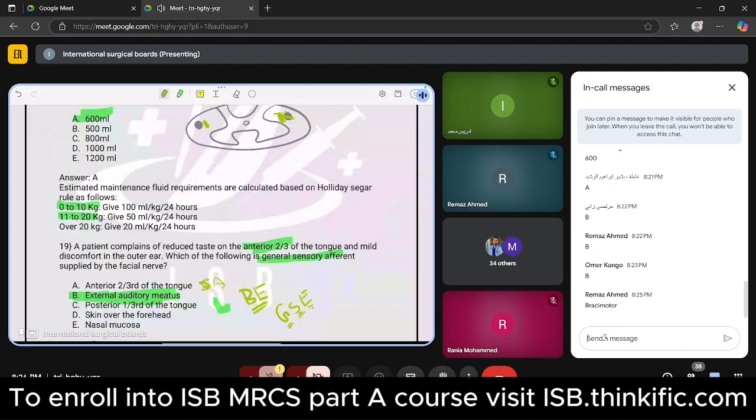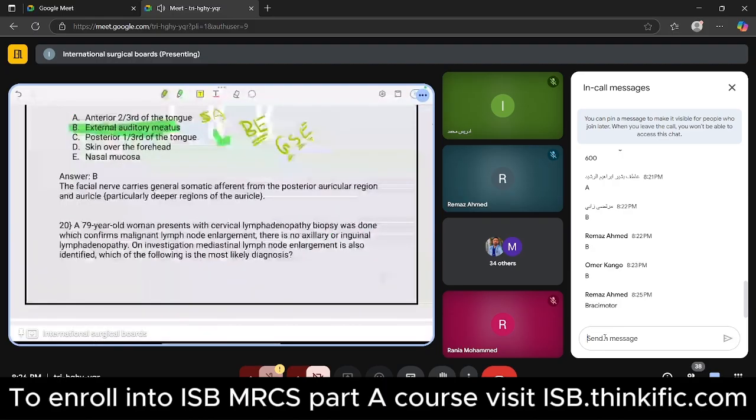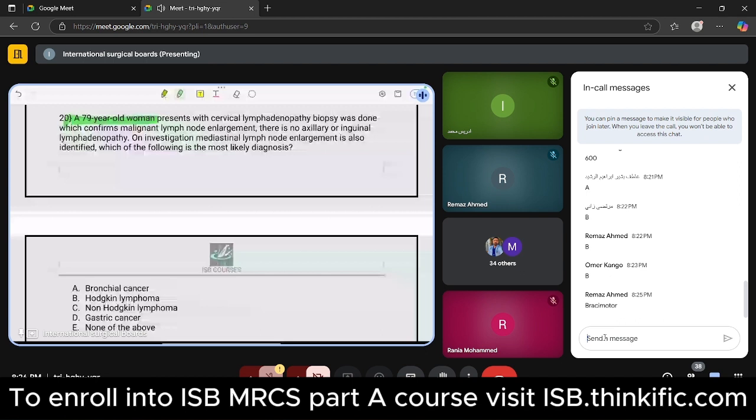Anyway, this next question is talking about a 79-year-old woman. She has cervical lymphadenopathy, and a biopsy was done to confirm malignant node enlargement. There is no axillary or inguinal lymphadenopathy, so it's in the neck. On investigation, mediastinal enlargement is also identified. What is the diagnosis for that case?